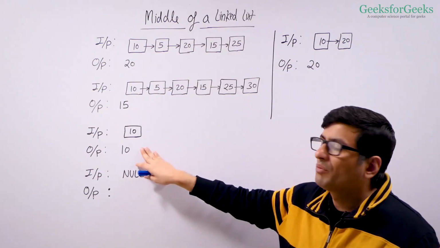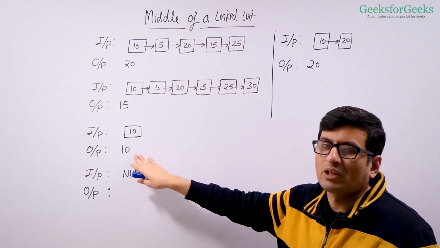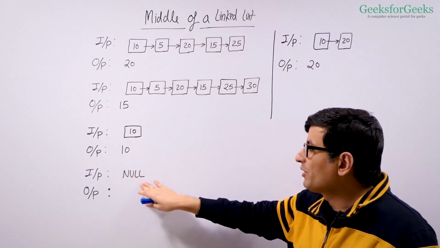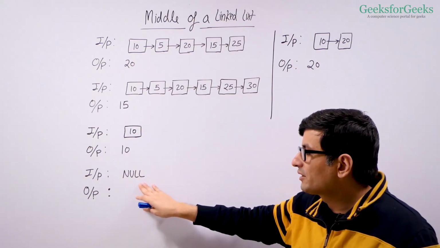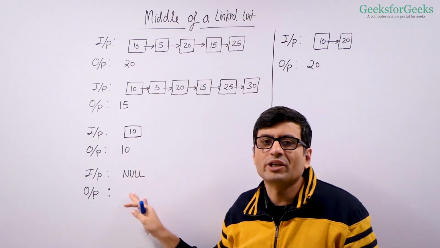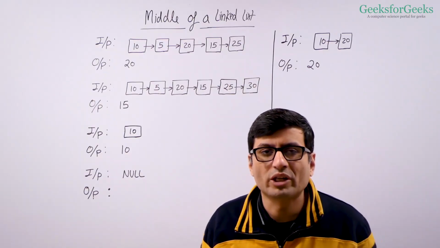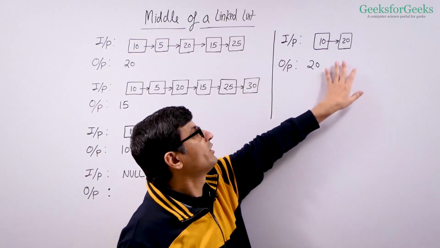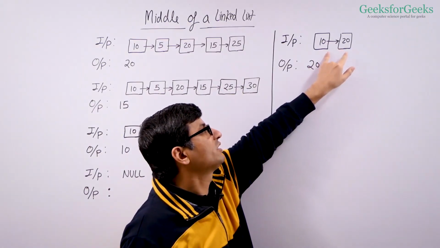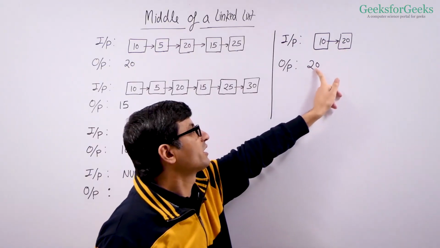In this example, we have a single node. So the single node itself is the middle. When you have an empty linked list, your output is going to be empty. We don't need to print anything because there is no middle element. When you have 2 nodes in a linked list, you need to print the second node of the linked list.